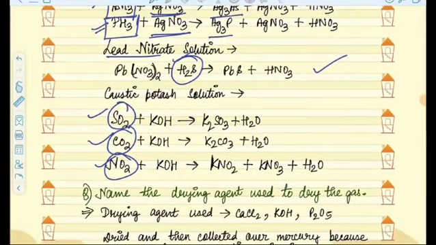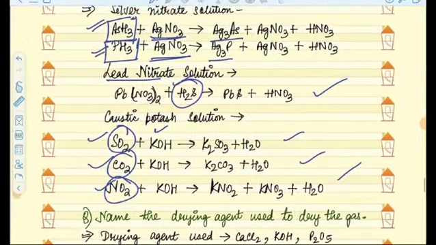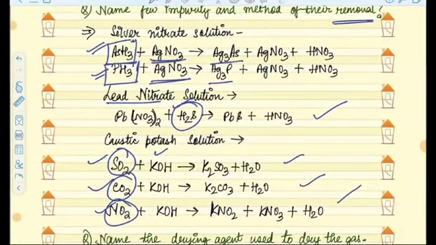Caustic potash, which is nothing but potassium hydroxide, can also be used. Easily the corresponding salts of all of these will be formed, and we can remove them. So this is a good question, an important question as well.